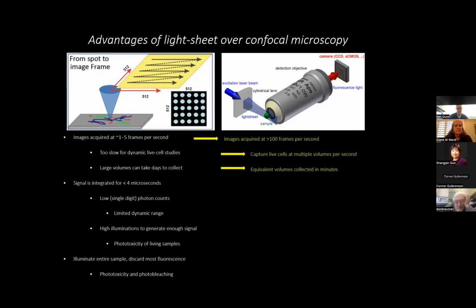With light sheet microscopy, you can collect images at 100 frames per second. That varies depending on the signal, but the point is you're collecting images onto a scientific CMOS. You can easily collect images at 100 frames per second. That means you can now capture live cells in multiple volumes per second. You collect a 3D volume fast enough to see things move in 3D, and I'll show you some examples of that. It also means that for large volumes, things that take hours to days to weeks with a confocal microscope can be collected much, much more rapidly.